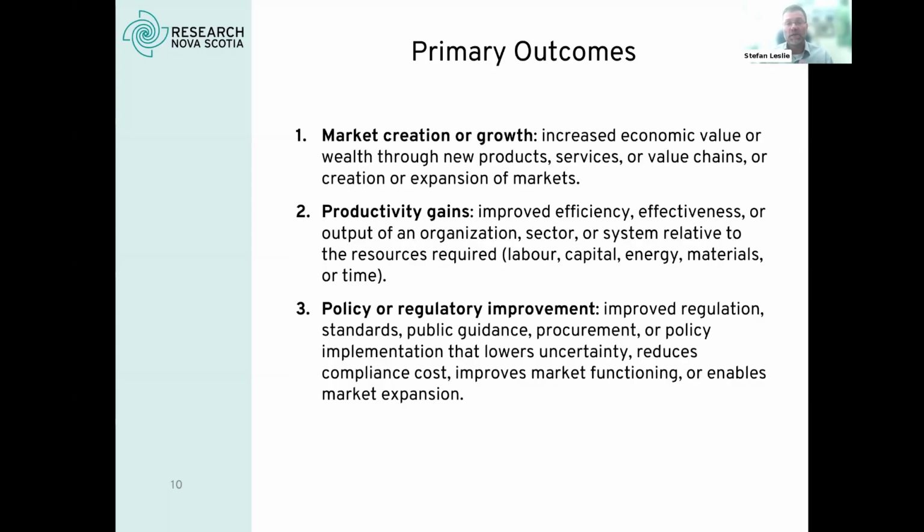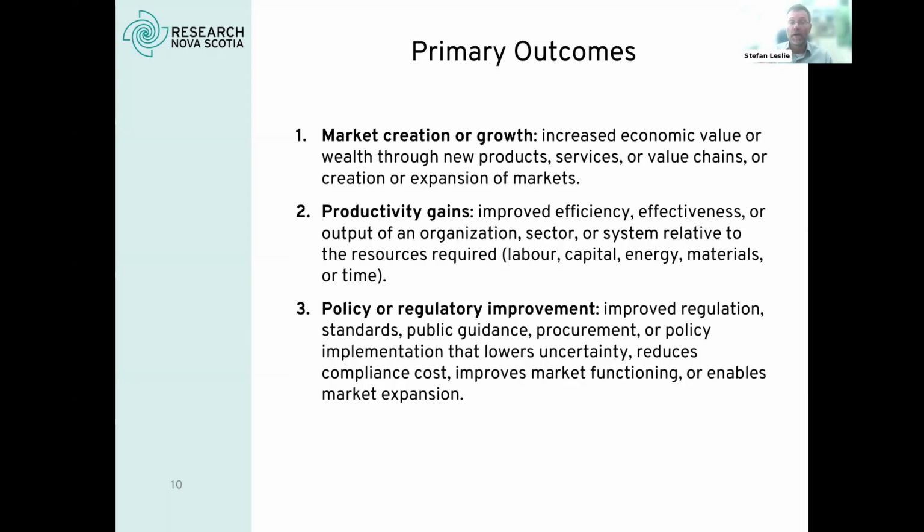Productivity gains has two different dimensions, where it is an improved efficiency or delivery within a particular limitation of resources. So it is improvement of efficiency per unit of capital, for instance, where you are able to produce something at a lower energy intensity and therefore lower cost. So there is that connection between it's more efficient or more productive than it was before.